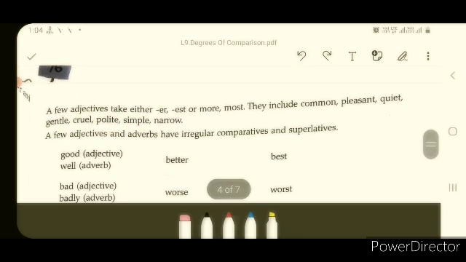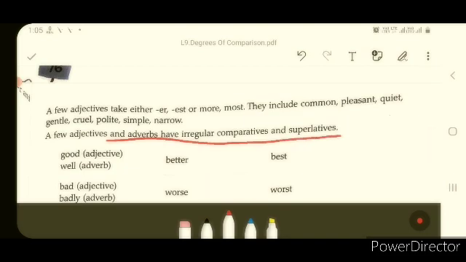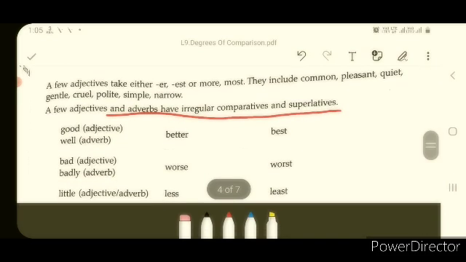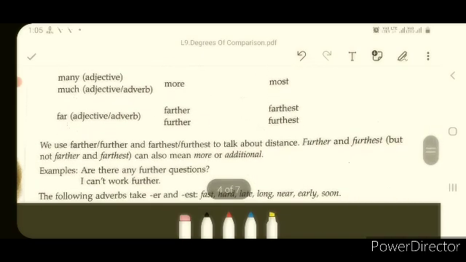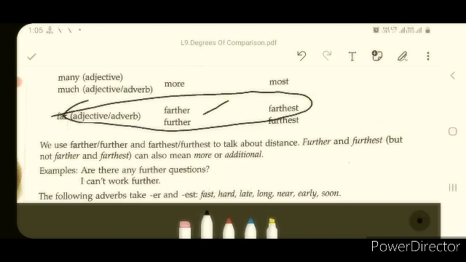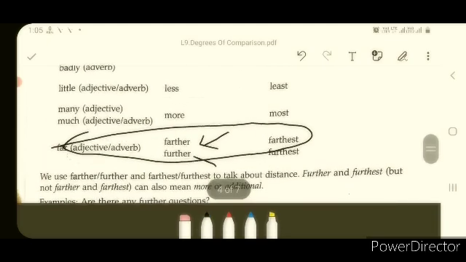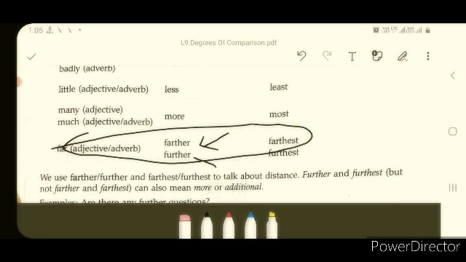A few adjectives and adverbs have irregular comparatives and superlatives. Okay. See. Good, better, best. Well, also better, best. Bad, worse, worst. Little, less, least. Many, more, most. Much, more, most. Far, farther, farthest. Be very wary of this. Far, farther, farthest, distance. Further, limit. Further, furthest. Don't speak any further. Far, farther, farthest, distance is being talked about. Further, limit is being stressed upon.